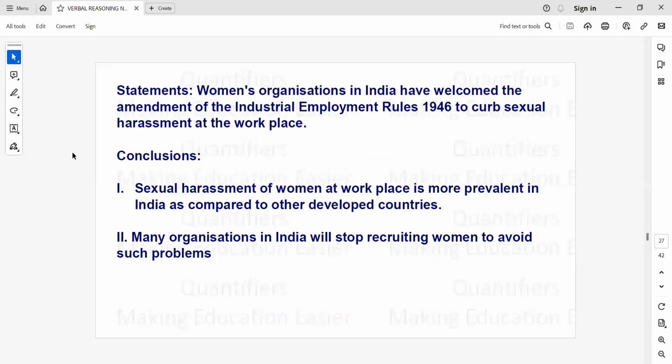So women's organizations in India have welcomed the amendment of the Industrial Employment Rules 1946 to curb sexual harassment at the workplace. Sexual harassment of women at the workplace is more prevalent in India as compared to other developed countries. Can this be logically concluded? Is it correct? What do you feel, guys?